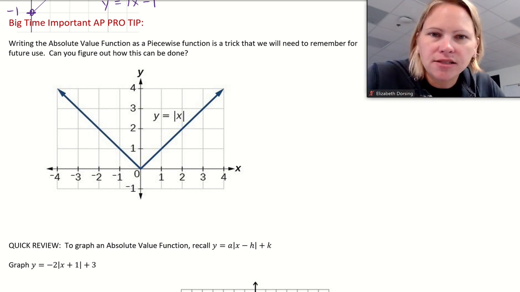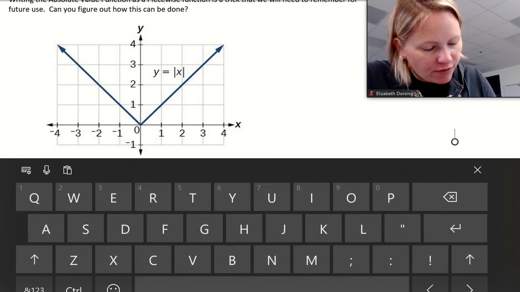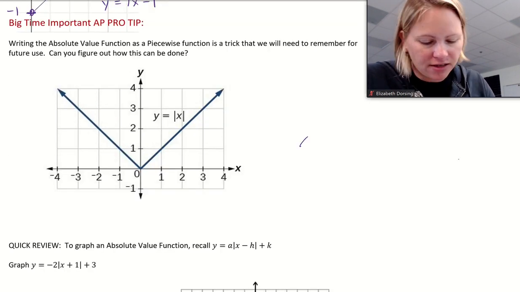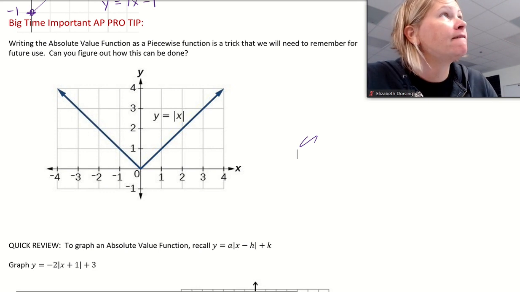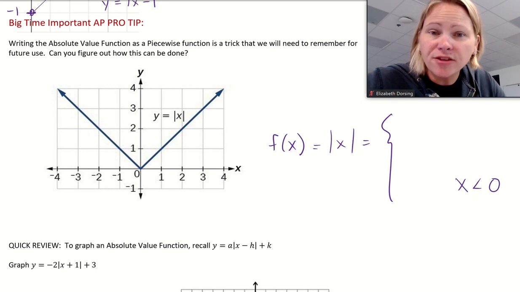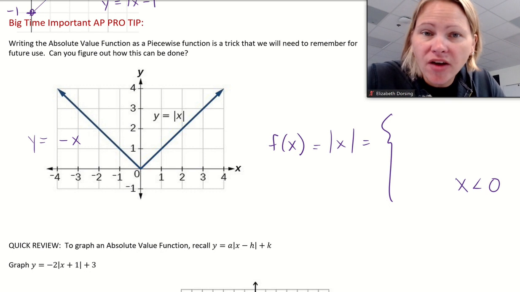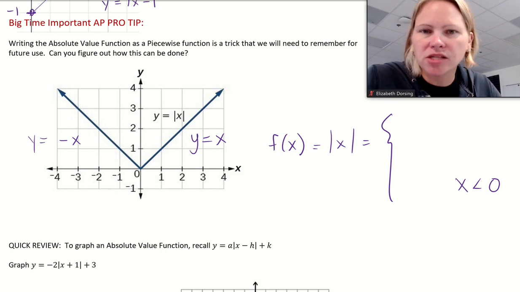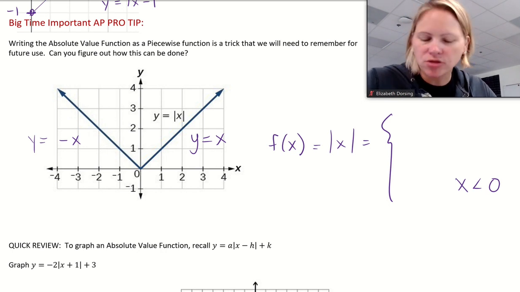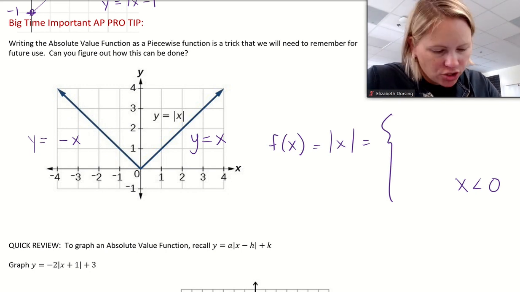This absolute value function is actually a piecewise function. For every value that is less than 0, we're going to have the line y equals negative x. For every value that is greater than 0, and you can include 0 in this, you're going to have the equation y equals x. It's just a linear function, and it'll change based on the absolute value function, but for the strictly absolute value of x function, that parent function, this is how we want to think about it. And so as a piecewise function, it would look like this.